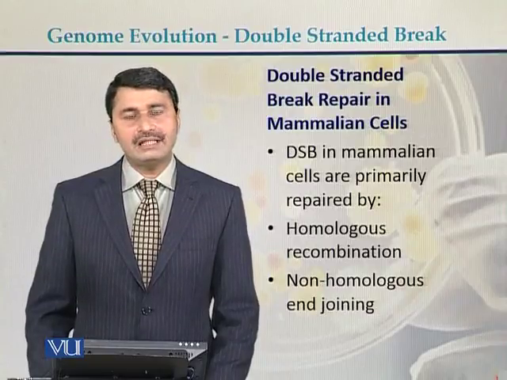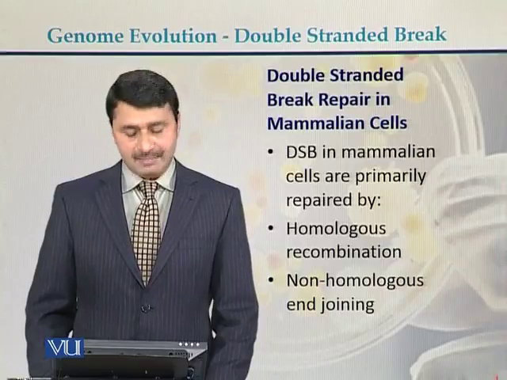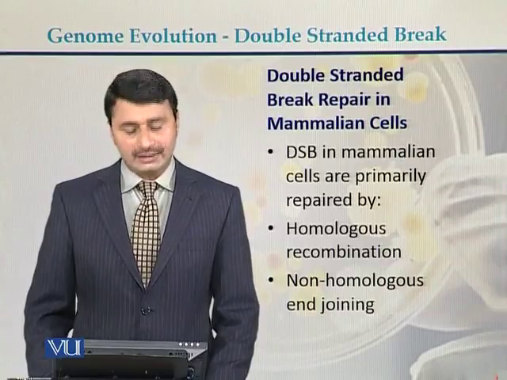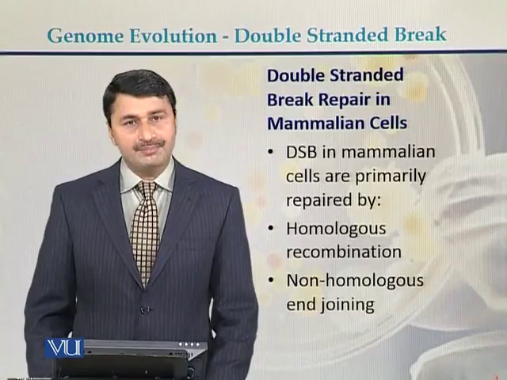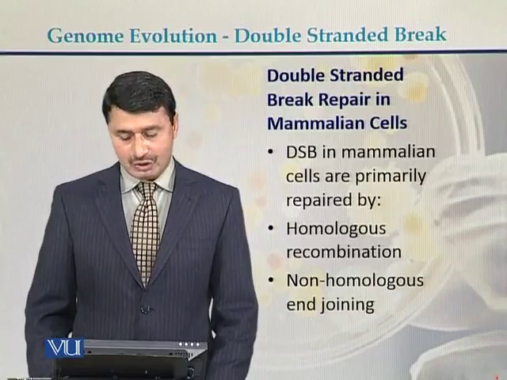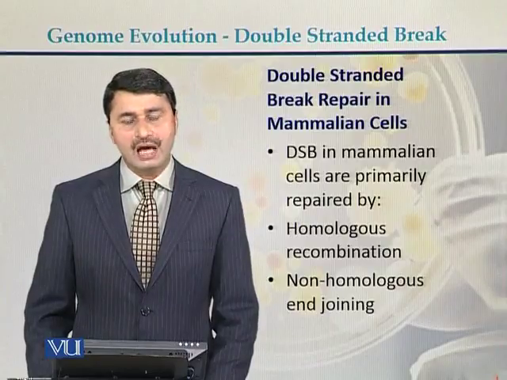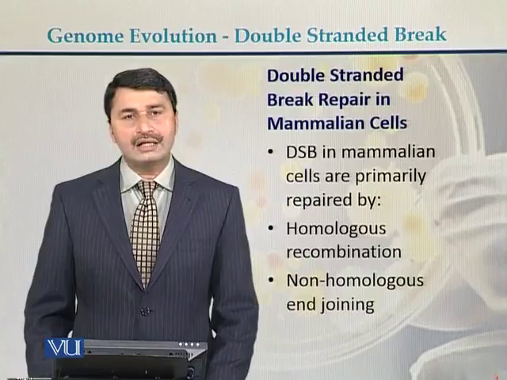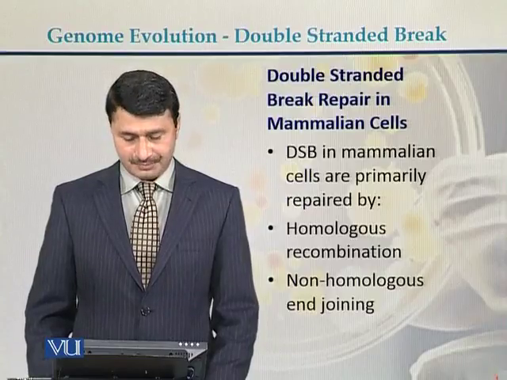In the case of mammalian cells, double-stranded breaks are primarily repaired by two methods. The first method is homologous recombination, and the second method is non-homologous end joining. So these two methods are used to repair double-stranded breaks in mammalian cells.